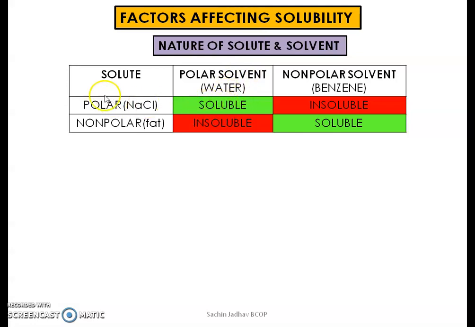As we have studied the phrase that like dissolves like, means polar solute will get dissolved in polar solvent. But if this polar solute is added to the non-polar solvent like benzene, it is insoluble. So depending upon the nature, the solubility parameter depends.